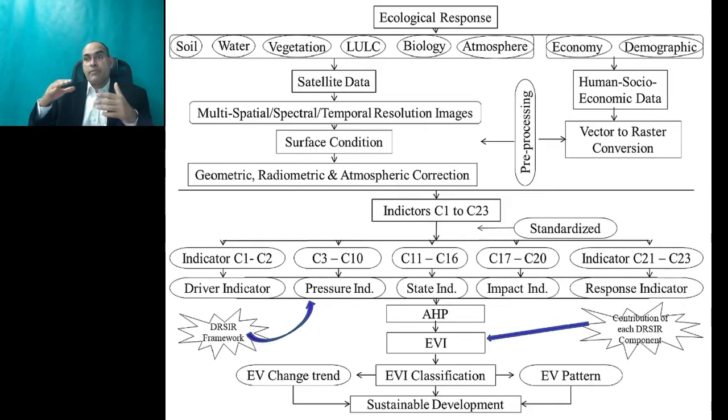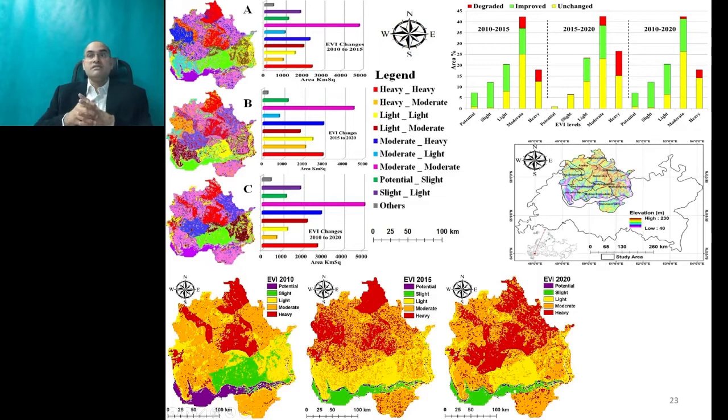So now it's a DPSIR framework, and I give the weightage according to the analytical hierarchy process and generate the ecological vulnerability index. In this way, I find out where there is high ecological vulnerability or low vulnerability, and that information can be useful for sustainable development if we classify things. These are the results, and this study was in Tatarstan, Kazan, Russia. This is the study area, Russia is the Tatarstan state, and this is my study area.